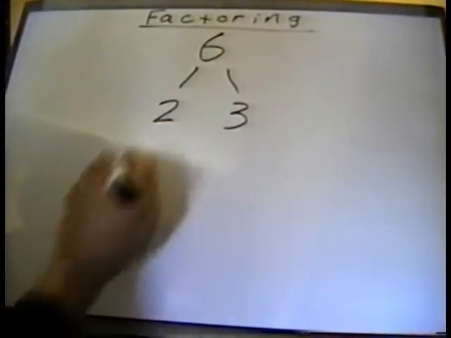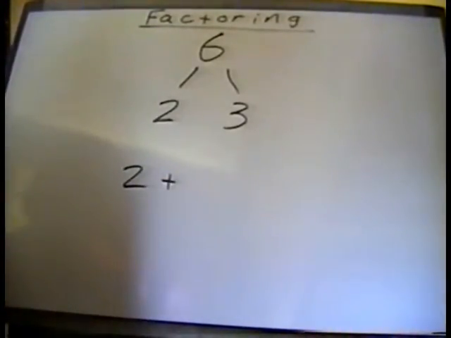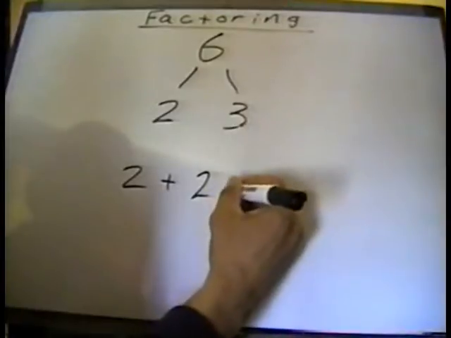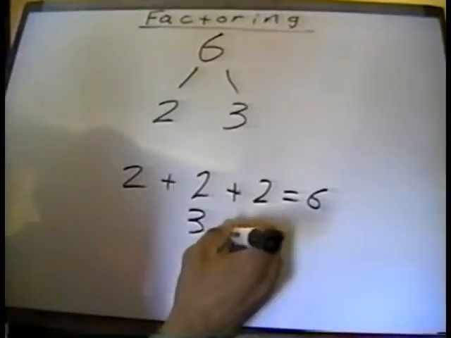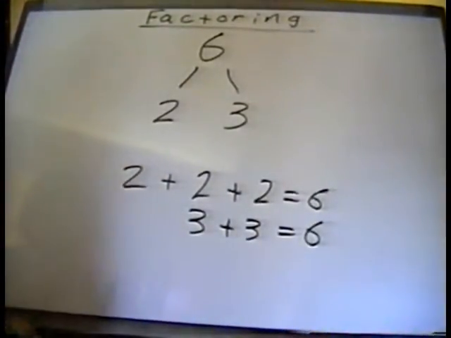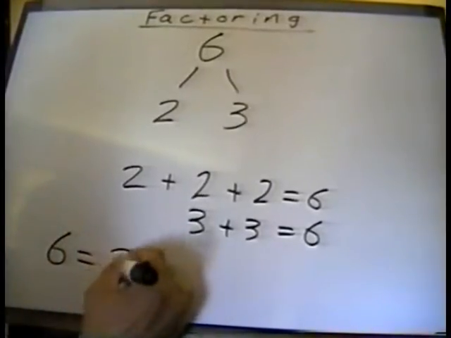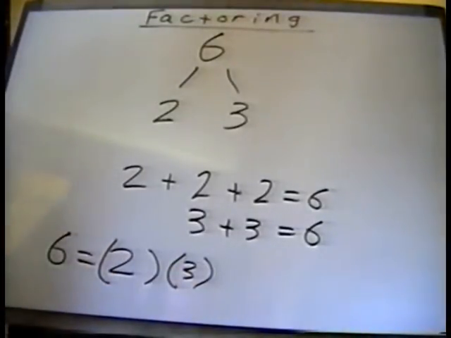To 6. Now the factors of 6 are 2 and 3. Okay? Because 2 goes into 6 3 times, or 3 goes into 6 twice. So if we break 6 into factors, that's 3 and 2.